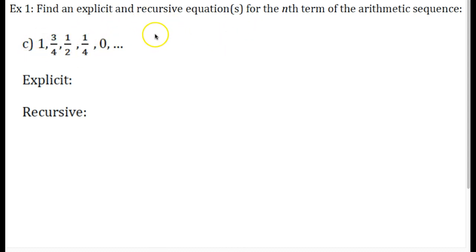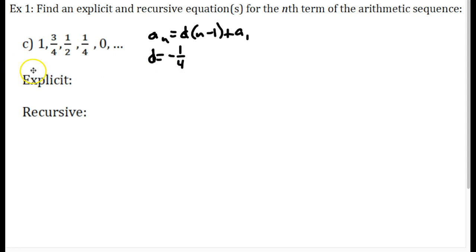Now remember, our explicit formula is a sub n equals d times n minus 1 plus a sub 1, where d is the common difference and a sub 1 is the first term. So to get the common difference, we just want to look at the number that we're adding every time. So here, I'm actually going down by 1/4 every time. So my common difference is going to be negative 1/4.